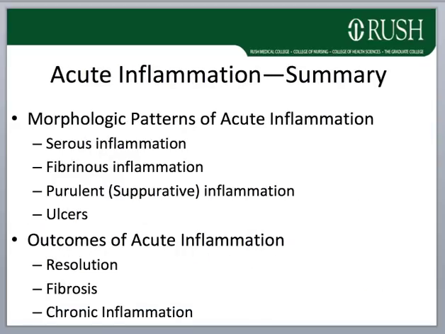You learned about 4 morphologic patterns of acute inflammation: serous inflammation, fibrinous inflammation, purulent inflammation, and ulcers. You learned about 3 outcomes of acute inflammation: resolution, fibrosis, and chronic inflammation, which we'll learn a lot more about in the next case.